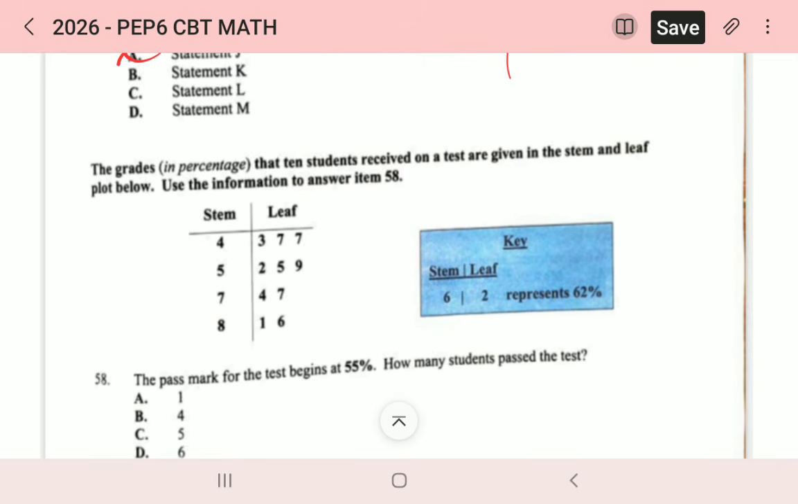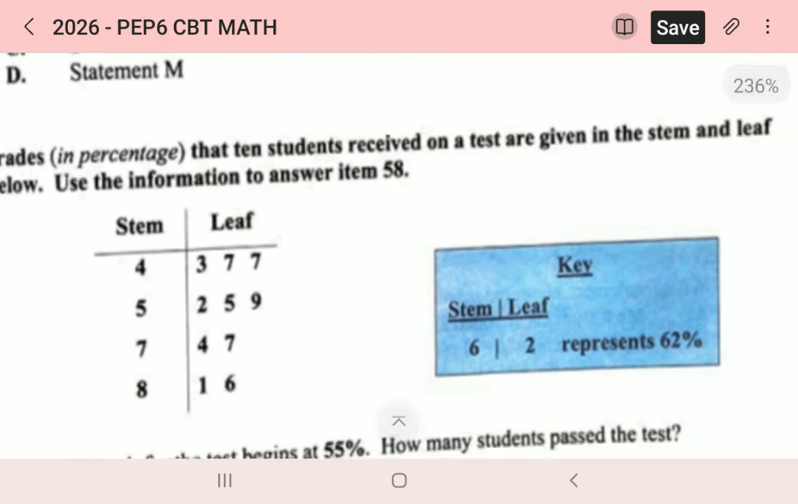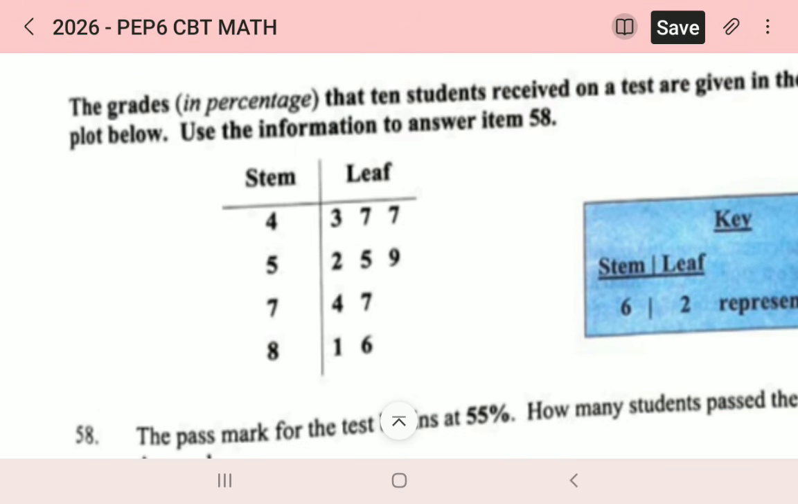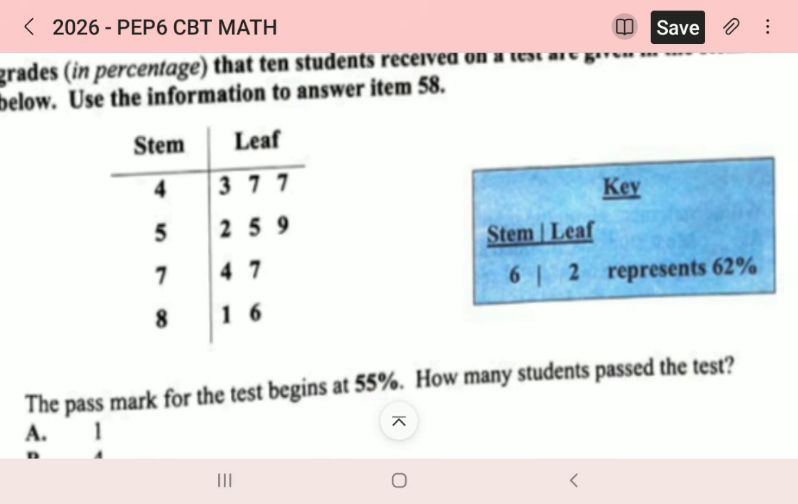The grades in percent that 10 students received on the tests are given in the stem and leaf plot below. Use it to answer item 58. So for stem and leaf, 6 | 2 represents 62%. All right.